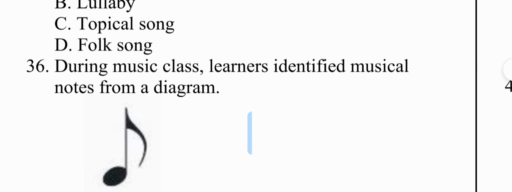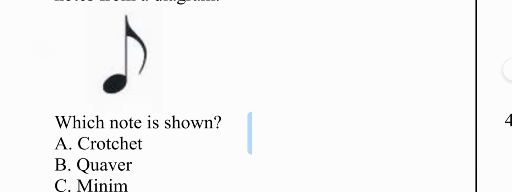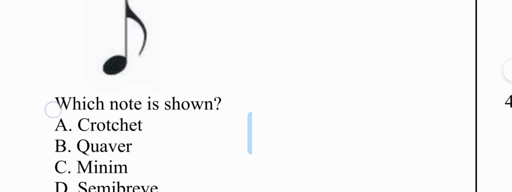Number 36. During music class, learners identified musical notes from the diagram. Which note is this? This one is a quaver, which is B.